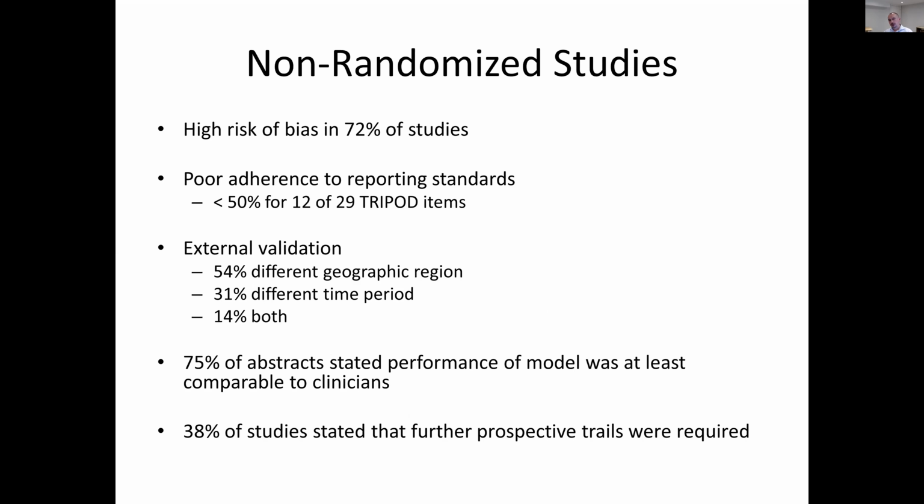What they found was that nearly three-quarters of studies had high risk of bias. Poor adherence to reporting standards was present in at least half of the studies. External validation, when performed, was usually from a different geographical region, but rarely from a different geographical region and time period. And they found that 75% of the abstracts talk about the performance of the model being at least as good as a physician, yet they rarely state that future prospective studies are necessary to prove this claim.